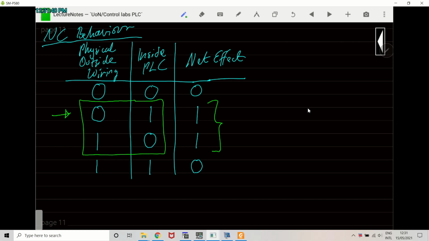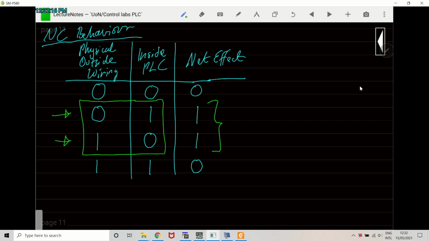Either my physical outside wiring uses a normally open contact, and then inside the PLC ladder diagram I use a normally closed contact, and the net effect will be normally closed. Or the second option is to use normally closed physical wiring, and then inside the PLC that contact is represented by a normally open contact, and in that case, the net effect will also be normally closed. So you should use one of those two.